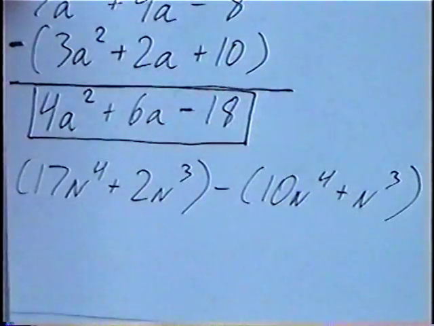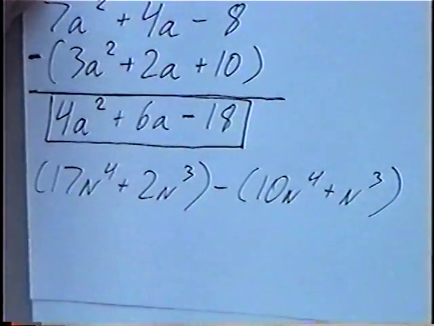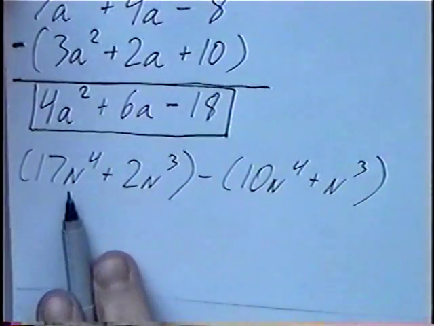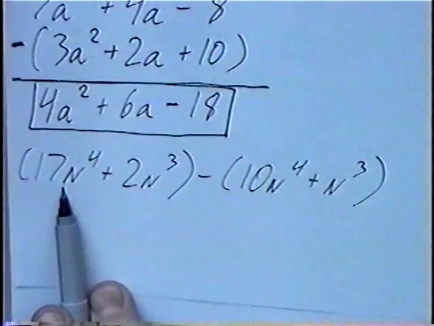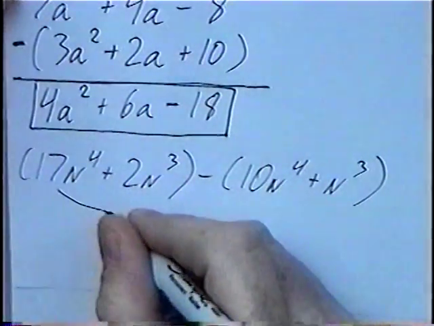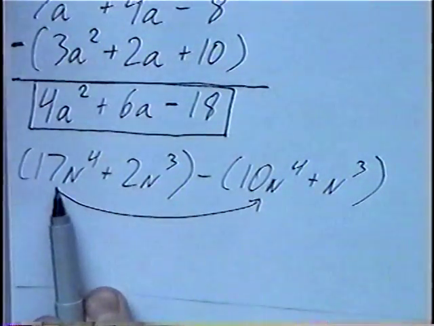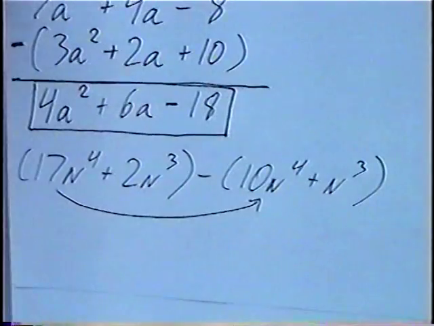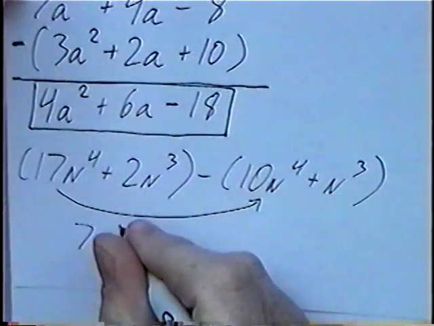Like before, when we have two parentheses side by side, we can still subtract, and this would be the horizontal subtraction. We'll subtract the common terms from each parentheses. So we have 17n to the 4th minus the next n to the fourth, which is 10n to the fourth. So 17n to the fourth minus 10n to the fourth would be 7n to the fourth.